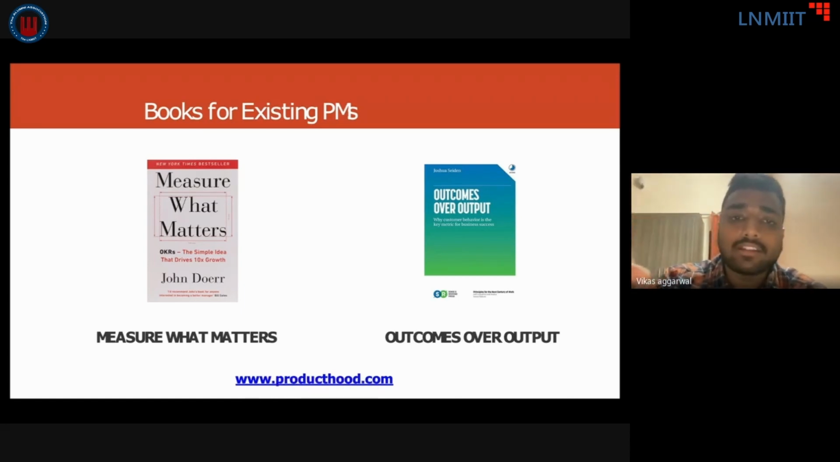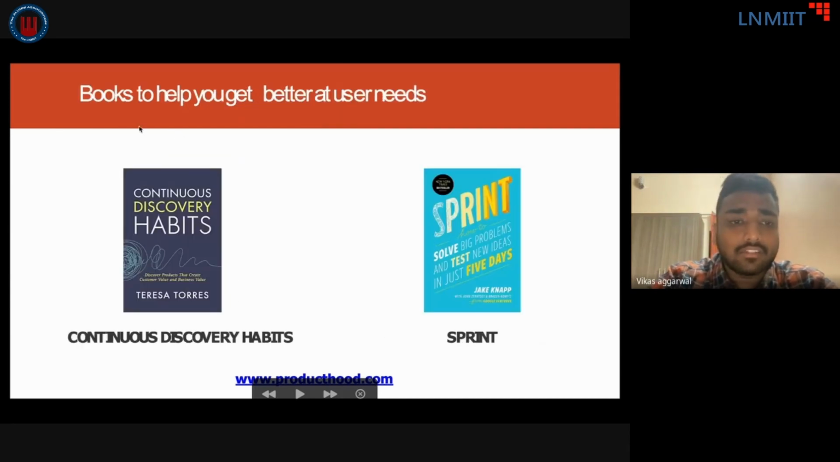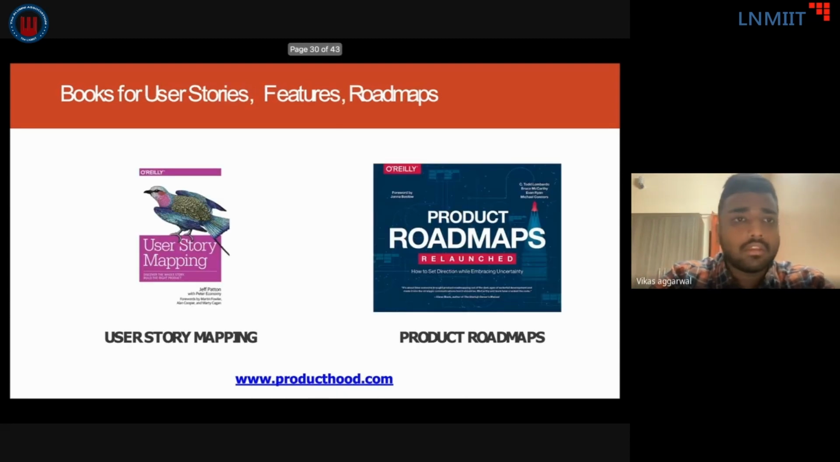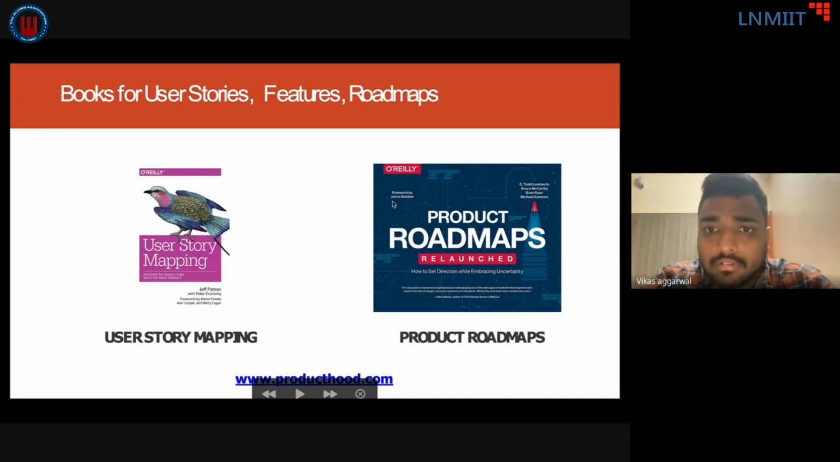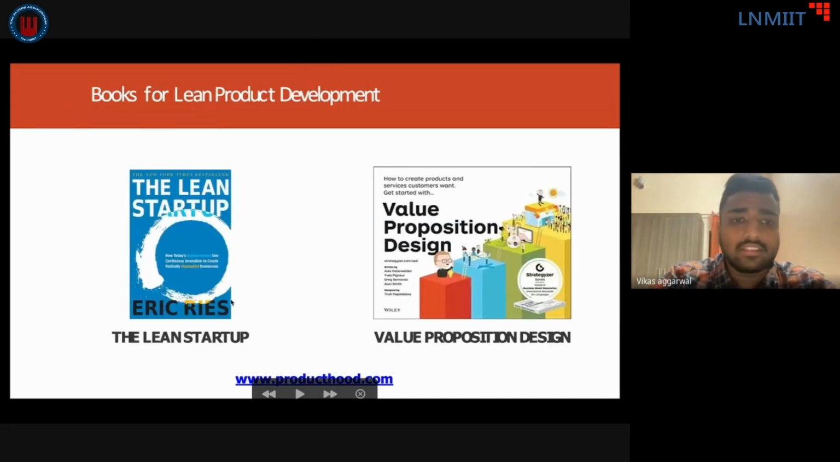Every product manager has certain KPIs that he has to measure. So this is a nice book, and this is Outcomes Over Output, again a book for measuring the metrics. Any one of you can recommend. Another book is Continuous Discovery Habits by Teresa Torres, and this is Sprint by Jake Knapp. These are for user needs and all. Books for user stories, features and roadmaps: this is a nice book, User Story Mapping by Jeff Patton, and this is Product Roadmaps by Jana Basto.